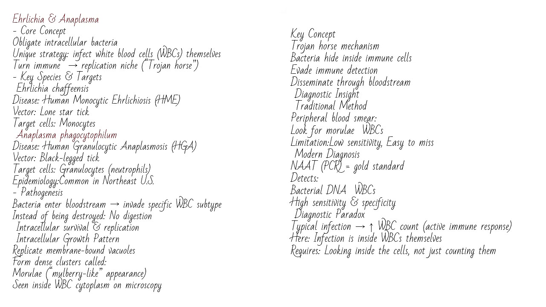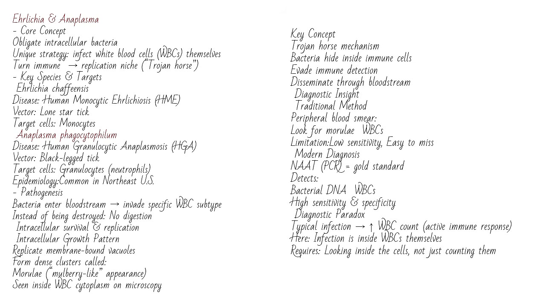What makes them unique is how they physically grow inside those white blood cells. Instead of floating freely in the cellular fluid, they replicate inside vacuoles, little membranous bubbles within the cell. As they multiply, they pack tightly together, forming dense, highly structured clusters called morulae, Latin for mulberry, which perfectly describes what these clusters look like under a high-powered microscope. The ultimate Trojan horse scenario.